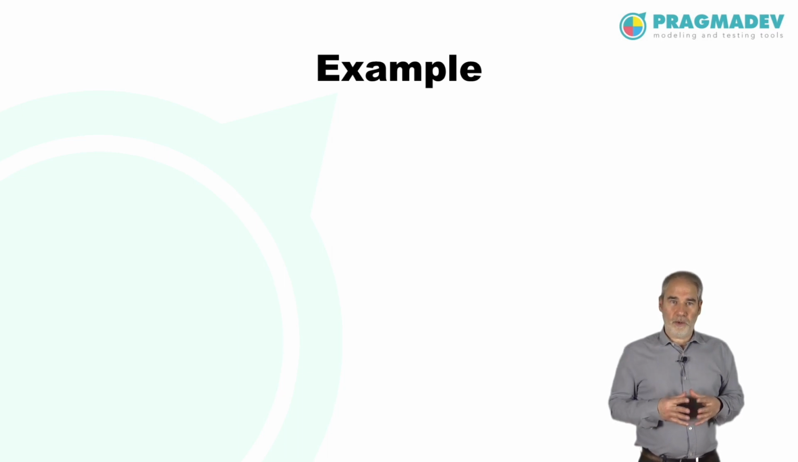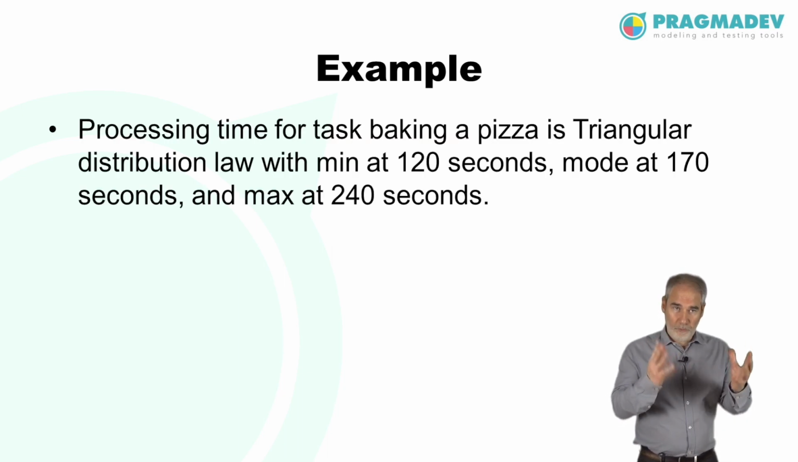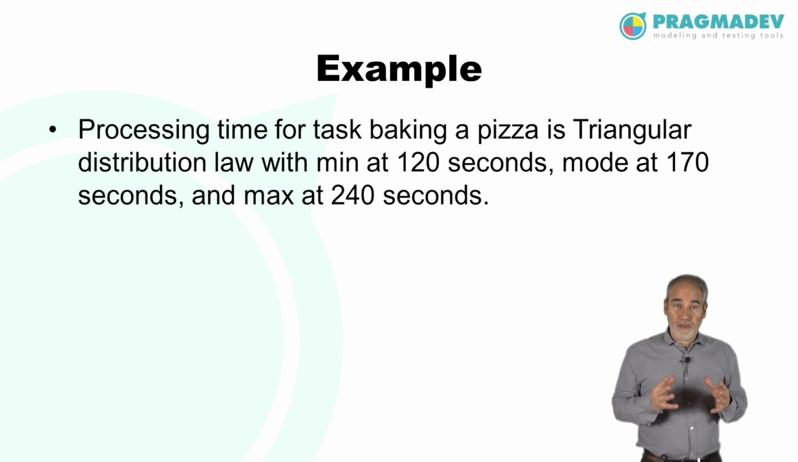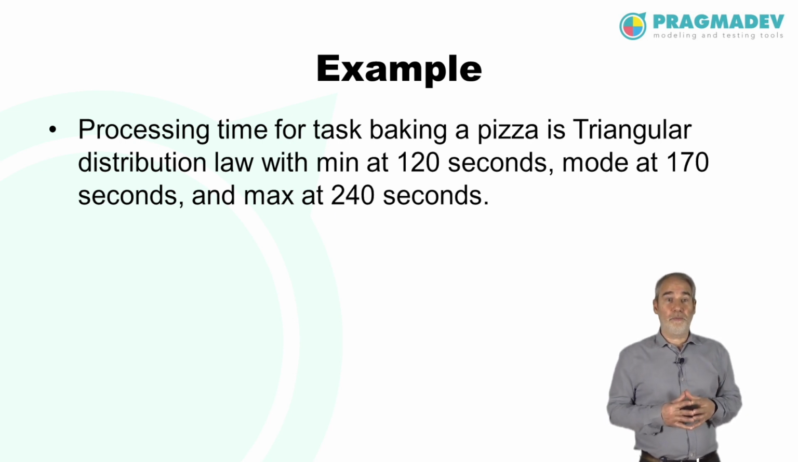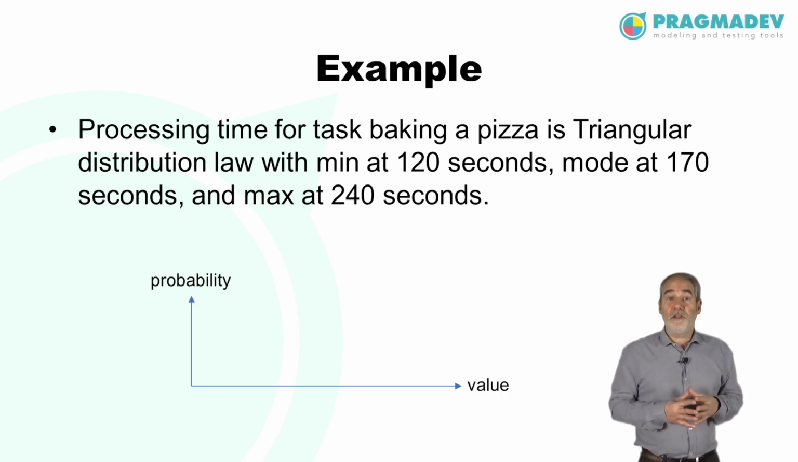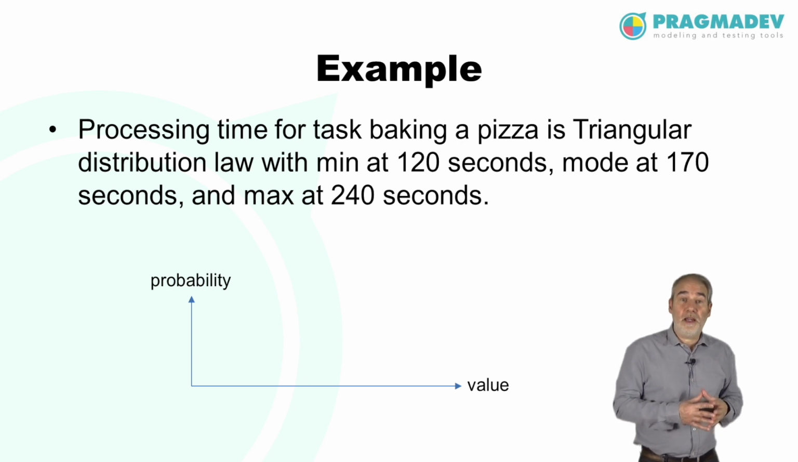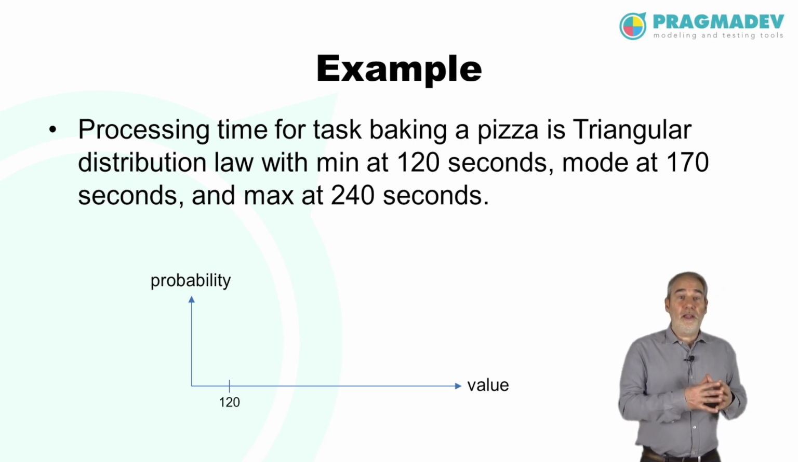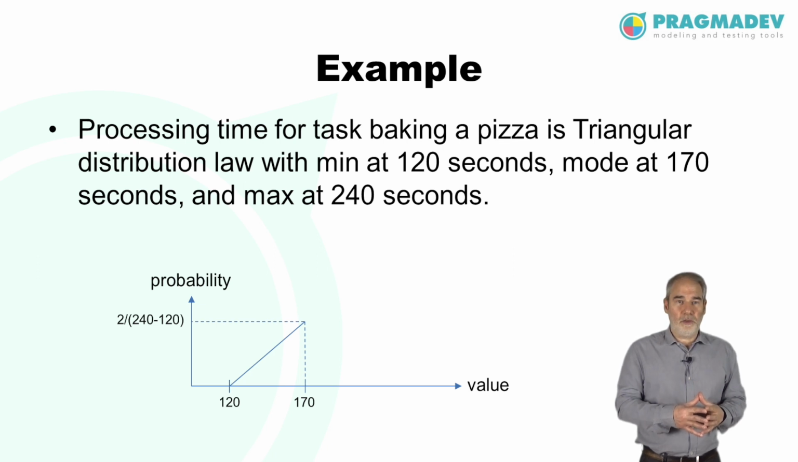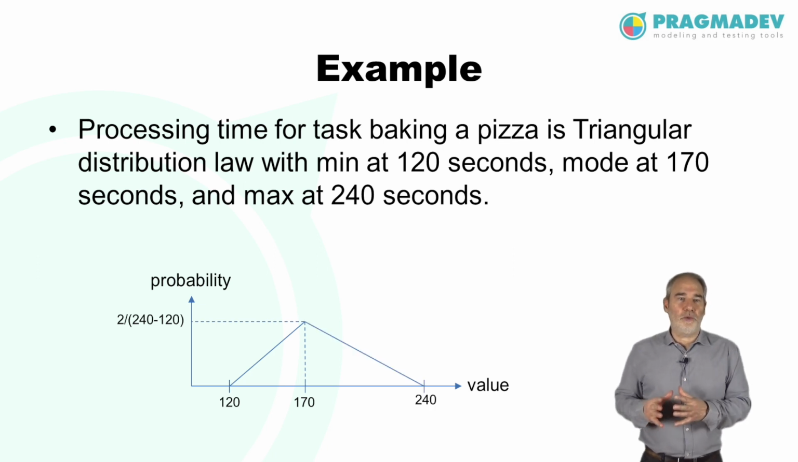Let's illustrate the time parameters with an example. Within the pizza example, we could say the processing time to bake a pizza follows a triangular distribution with its minimum at 120 seconds, its mode at 170 seconds, and its maximum at 240 seconds.